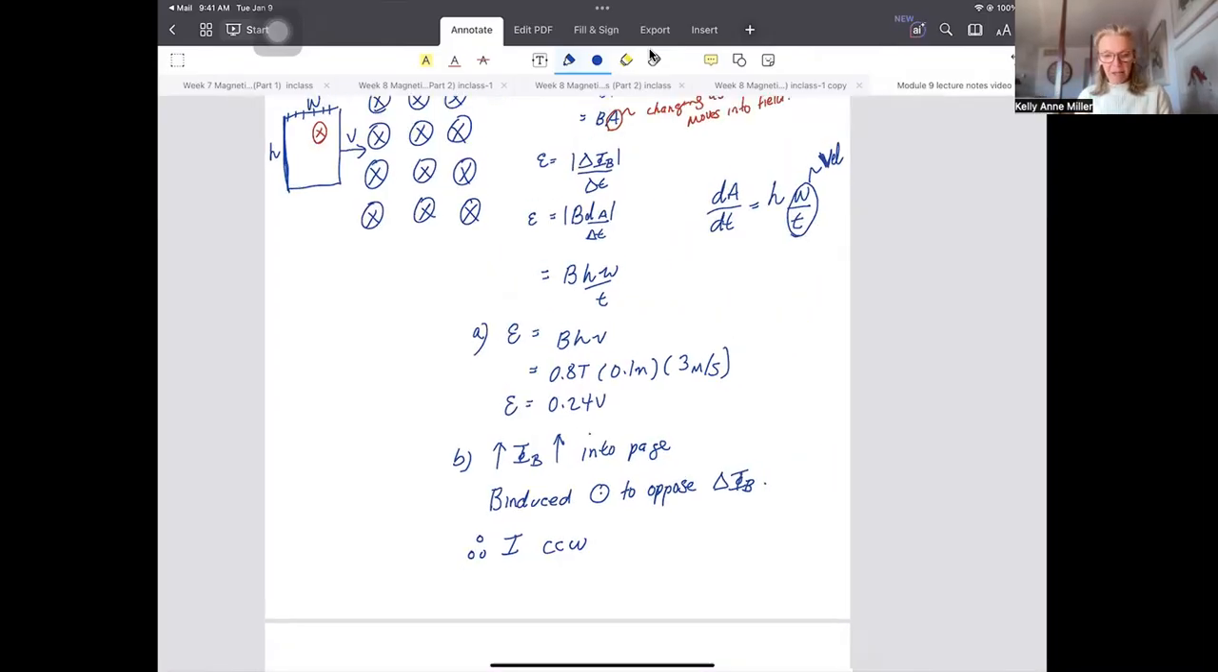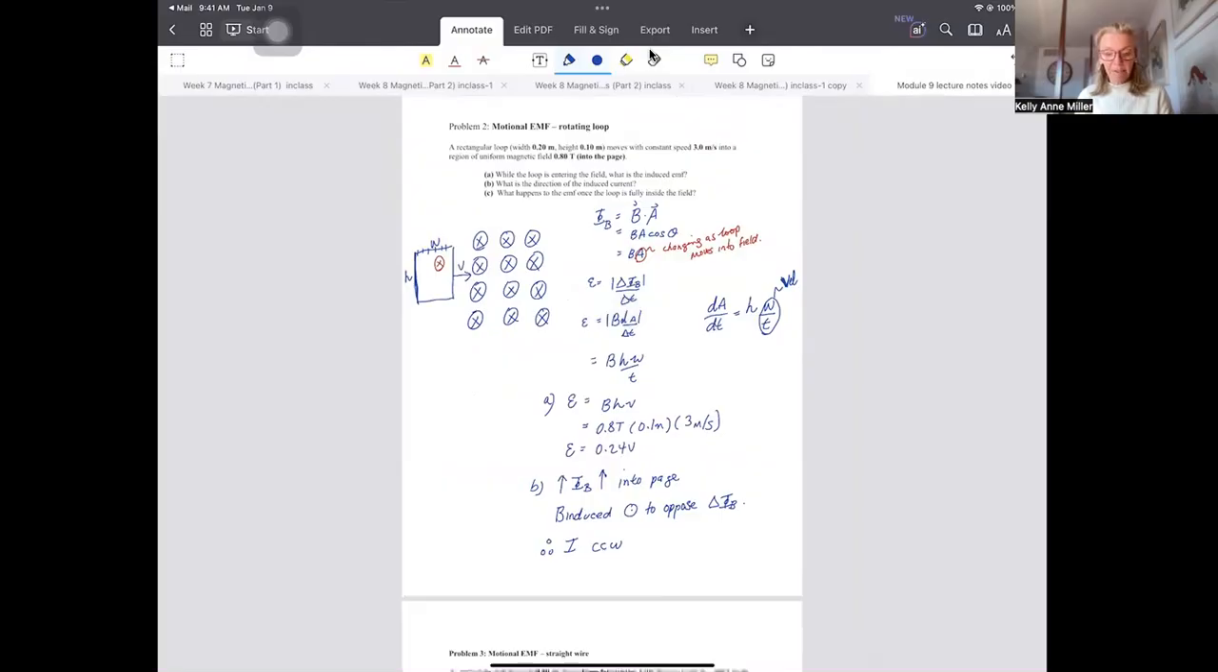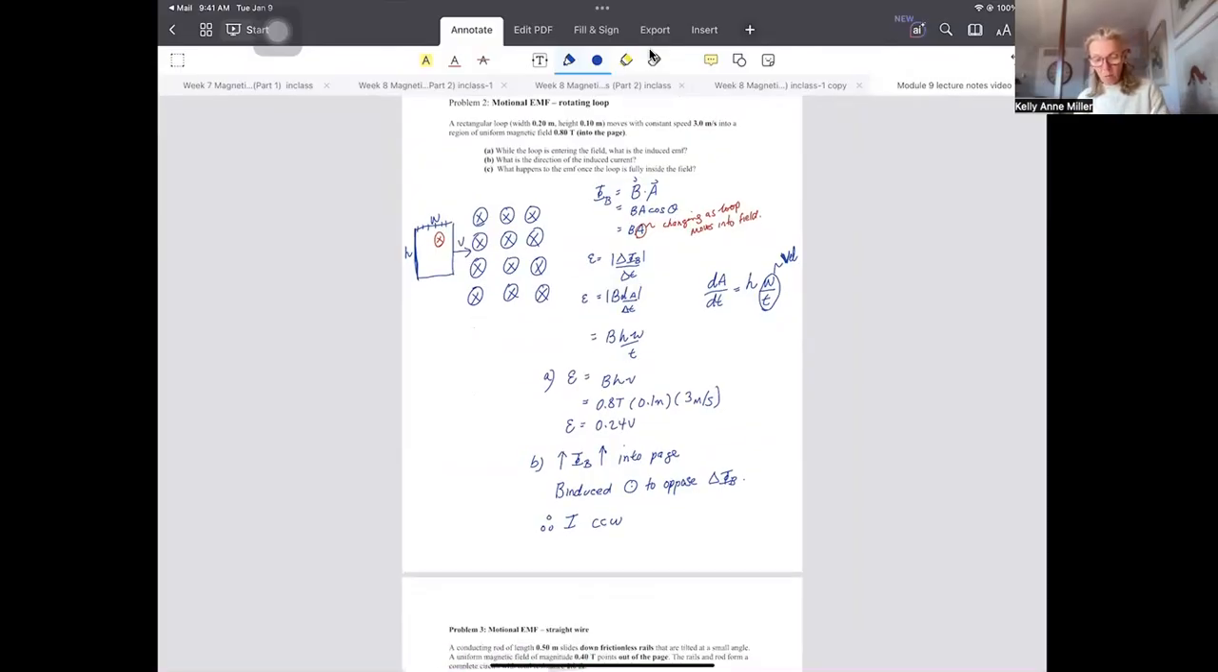So that's part B. And then part C, what happens to the EMF once the loop is fully inside the field? Well, the EMF goes to zero.